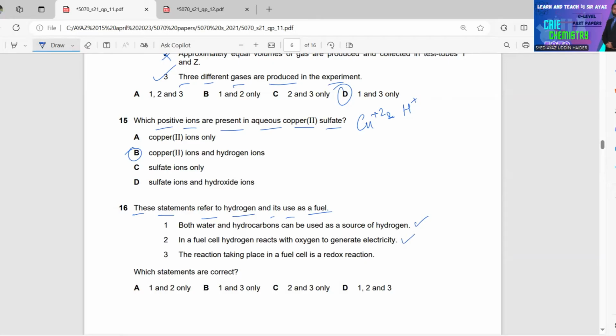Number 3, the reaction taking place in a fuel cell is a redox reaction. This is also correct. It's a redox reaction. So all these 3 statements are correct. So D must be the right answer in this case.